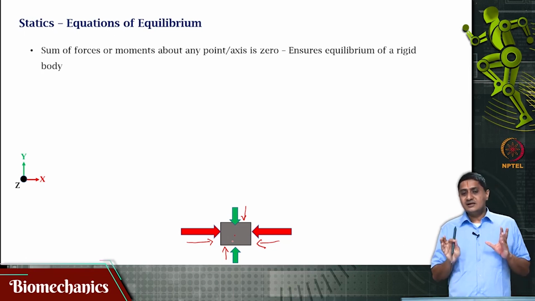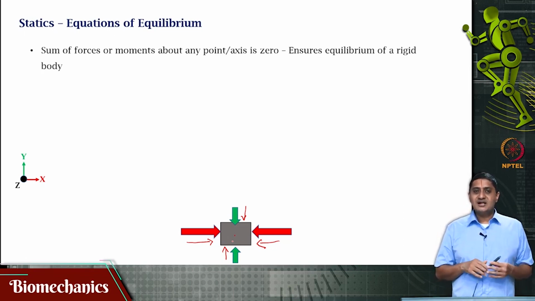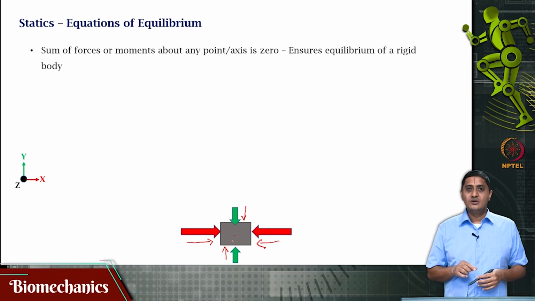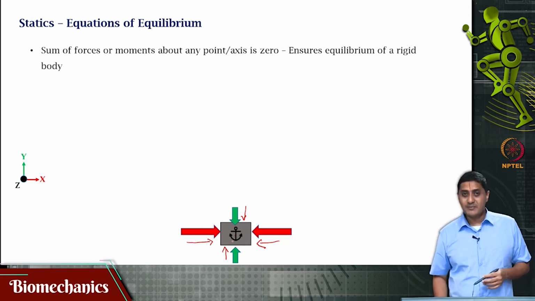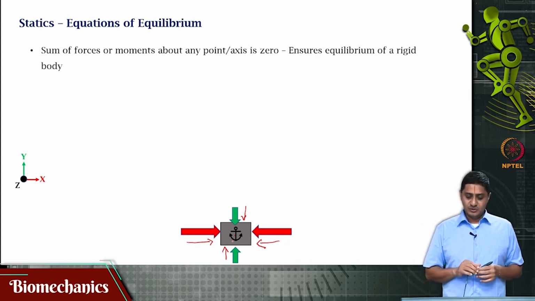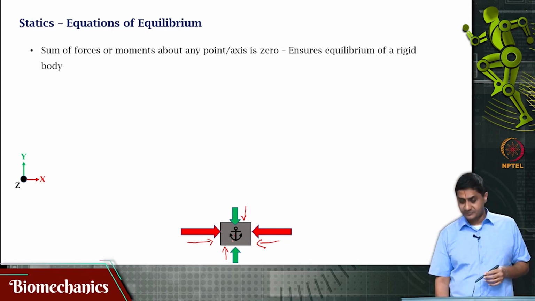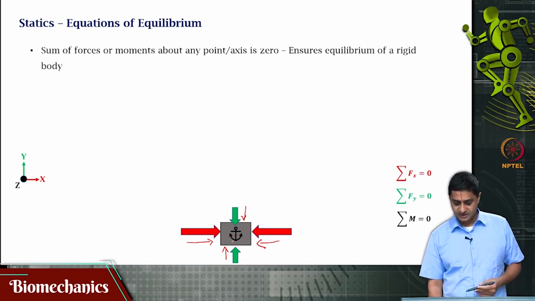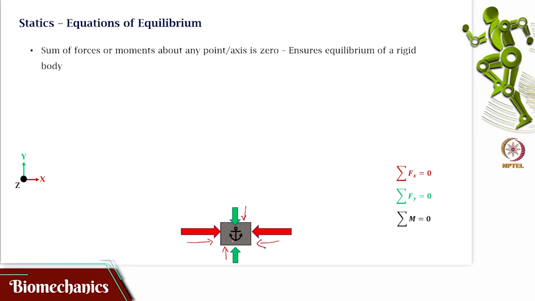Now, I am saying that the entire object is in static equilibrium. In other words, it is not accelerating in either of the directions, nor is it rotating. That means I am anchoring it, keeping it completely immobile. This would mean that the set of all moments applied on the object about the axis perpendicular to this plane is 0. This is what gives rise to these famous equations: sigma Fx is equal to 0, sigma Fy is equal to 0 and sigma M is equal to 0.